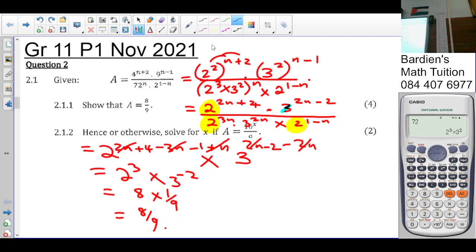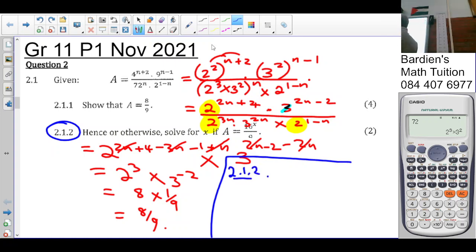In the next part of the question, 2.1.2, it says "hence or otherwise". If it says hence, what does that mean?